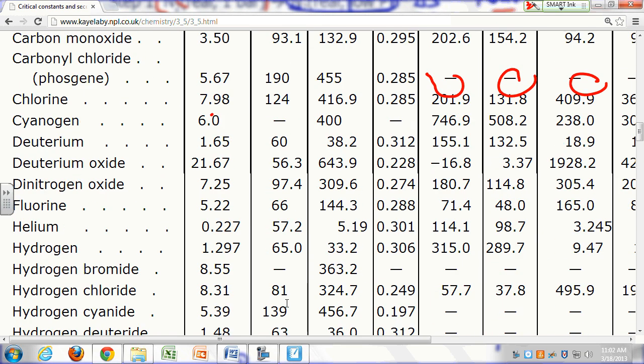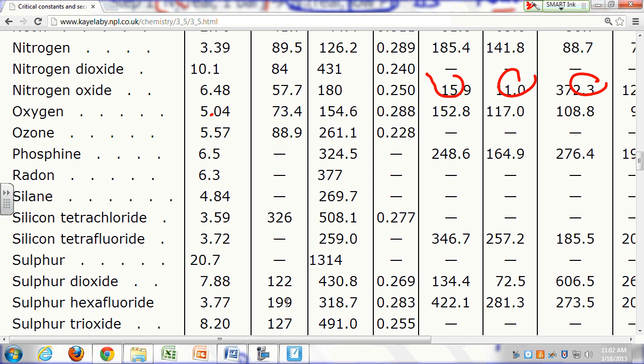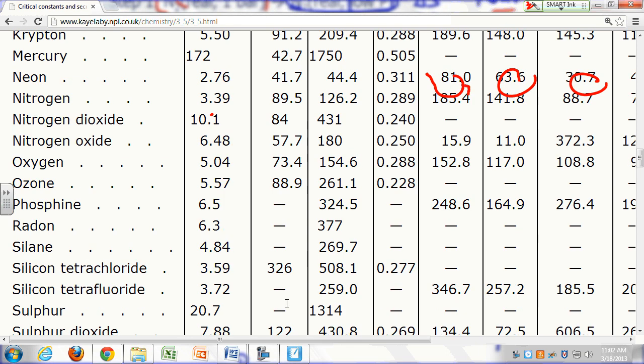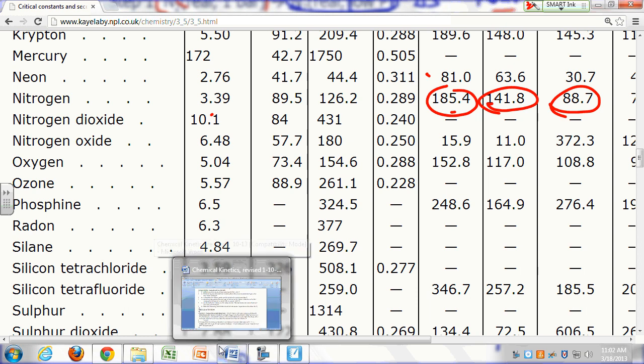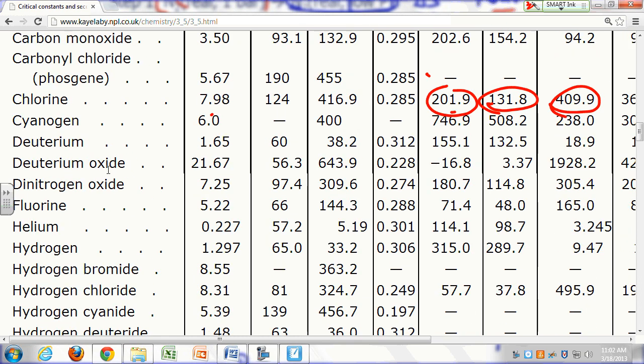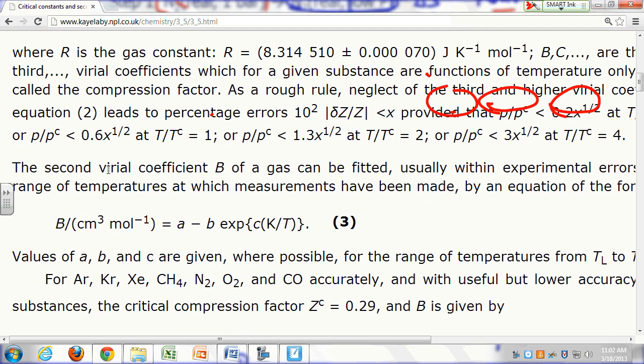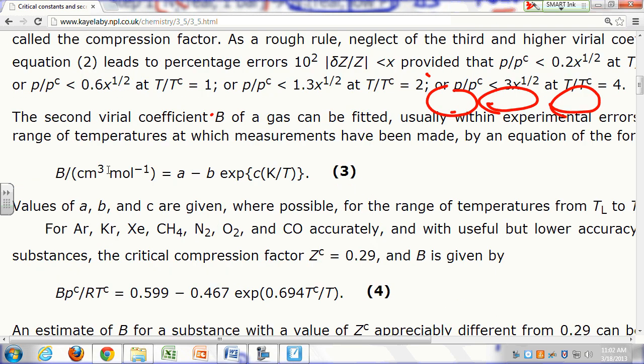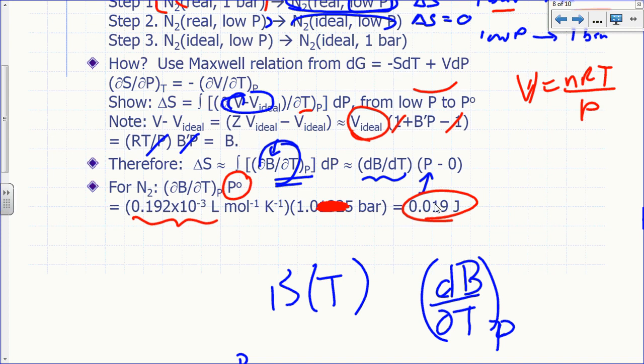And if you look up the values for nitrogen, there it is. So it's 185.4 is the value for A, 141.8 for B, and 88.7 for C. So you just plug that into your expression. Okay, and you can get the derivative of B with respect to temperature at 1 bar pressure. So, that correction factor there is a 0.02 correction term.